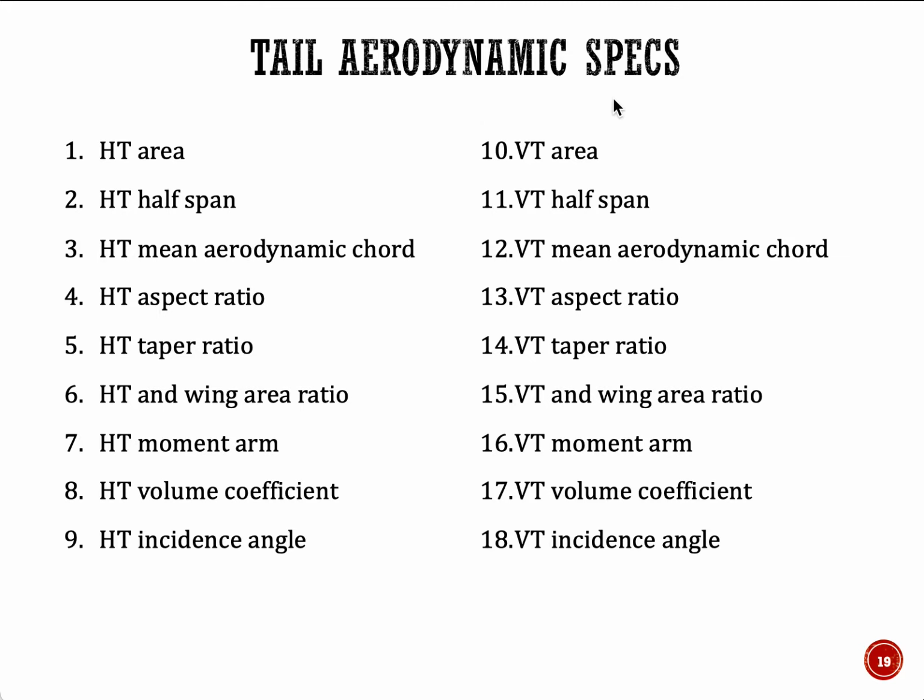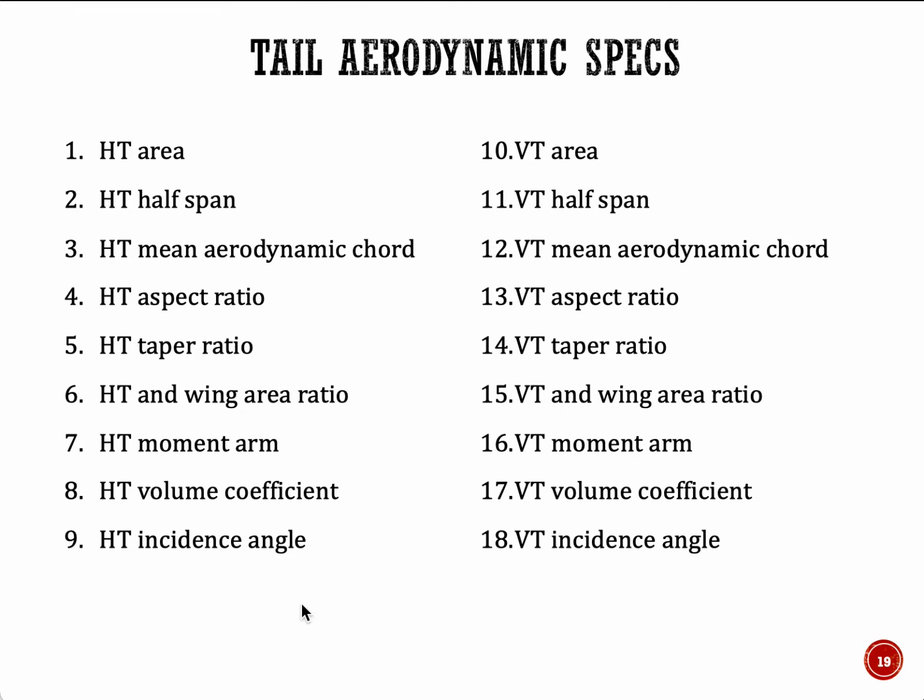Similarly, you can collect data for tail aerodynamics, where you look at the area, the half span, mean aerodynamic chord, aspect ratio, taper ratio. So HT versus wing area ratio, that means what ratio of the wing area is equal to the horizontal tail. So it's just you comparing the horizontal tail area to the wing area so that you can size your tail, right? And the moment arm is important as well. What is the distance from, say, the aerodynamic center of the tail to the CG, and then the tail volume coefficient as well, right? Now we'll talk about what that is.